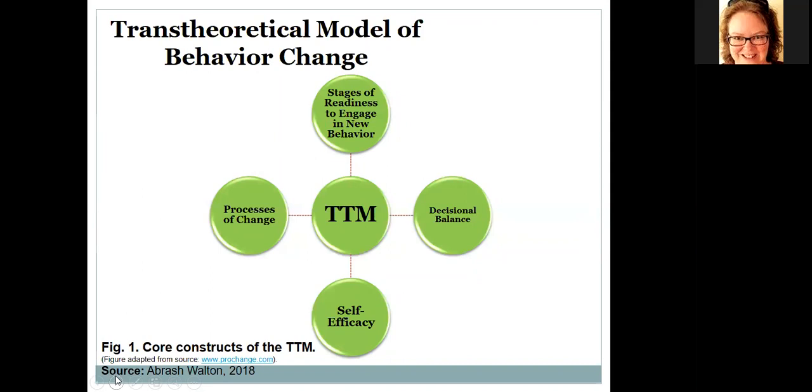I'm going to give some explanation. Basically, the TTM holds that an individual moves through stages of readiness to engage in a new behavior. That's the construct you see at the top of the screen. Pre-contemplation is that first stage where a person is not engaging in the new desired behavior. Maybe the person isn't aware of or interested in the behavior as an option, or maybe resists the behavior or feels a lack of confidence, or as this third construct of self-efficacy that you see at the bottom of the screen suggests, feels a sense that they are not able to engage in the behavior.